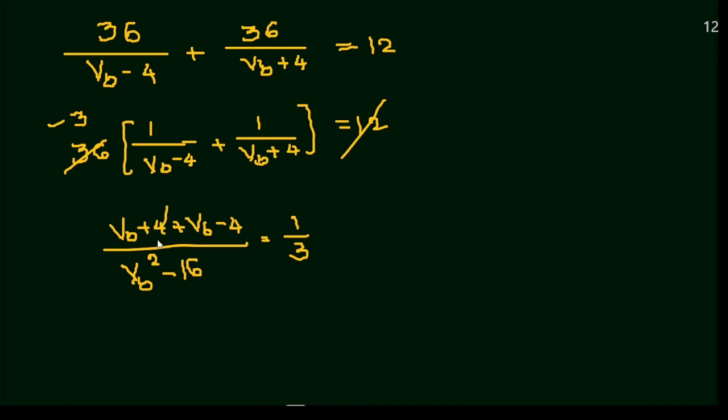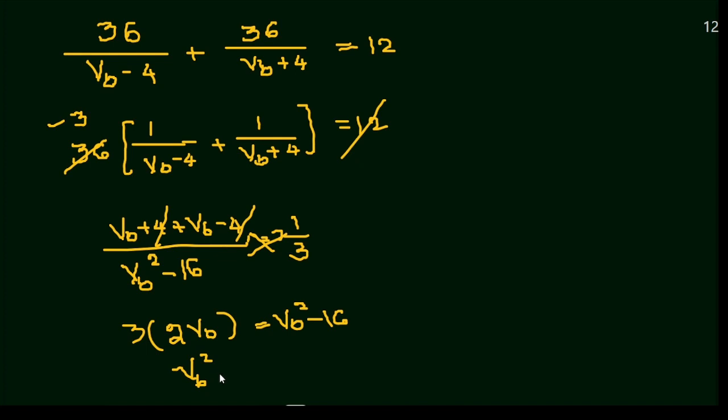Now here in the numerator, plus 4 minus 4 got cancelled, right? We can keep 3 here itself. So 2 into VB into 3, cross multiplication. Again, I'm performing cross multiplication here. That is equal to VB square minus 16. Okay, then the equation becomes VB square.